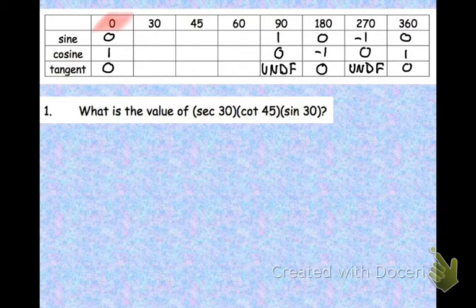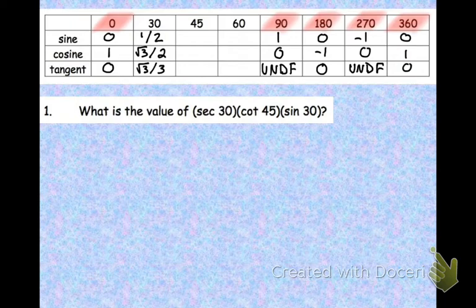Each of these pieces here is back from the unit circle section. So now we have our 30, 45, and 60 angles, which we're talking about now. So we know in a 30-degree angle, the sine is 1/2. The cosine is square root of 3 over 2. And the tangent is square root of 3 over 3.